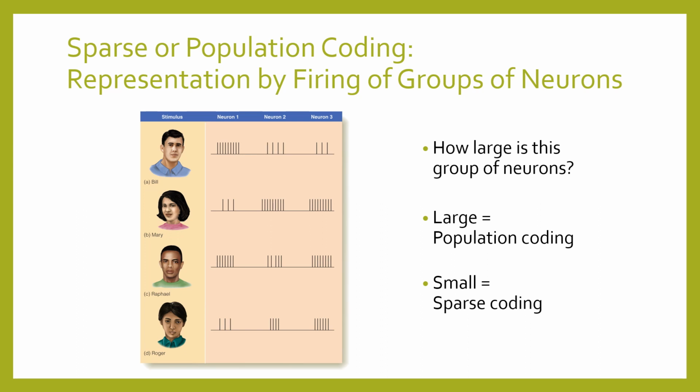The question here, to distinguish this out, is how large is this group of neurons? If it's a really large group of neurons, we're going to call it population coding. If it's a relatively small group of neurons, which again is what Quiroga et al. suggested really explained their results, we're going to call that sparse coding.